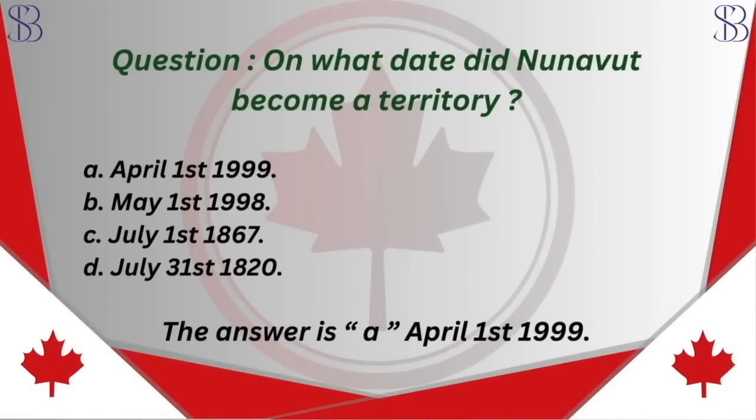Question: on what date did Nunavut become a territory? A. April 1st, 1999. B. May 1st, 1998. C. July 1st, 1867. D. July 31st, 1820. The answer is A. April 1st, 1999.